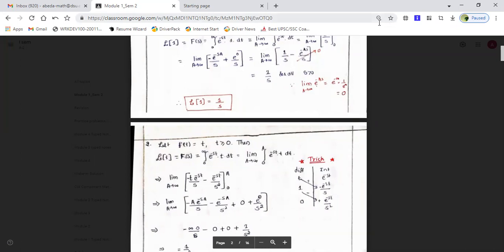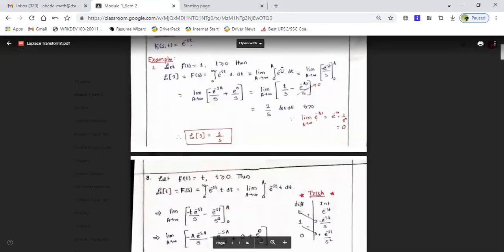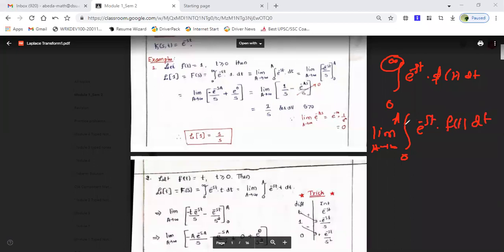Ma'am, there, e to the power minus a s, so a is like infinity? No, a is not like infinity. I told you before, right? This is what I did: integration from 0 to infinity of e to the power minus st f of t dt was there. This is the given thing. I tried to convert the improper integral into a proper one by taking the limit from 0 to a, as a tends to infinity, of e to the power minus st f of t dt. Now, wherever a is there, it is tending to infinity. So when you are applying the limits, wherever a is there, that has to be infinity. Got the point?